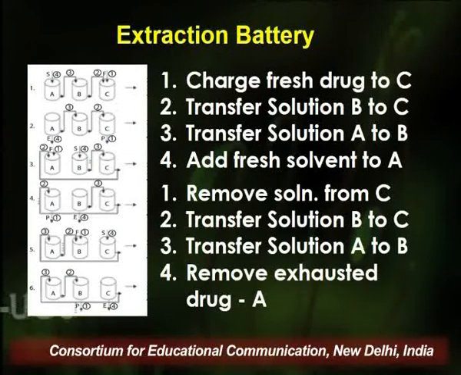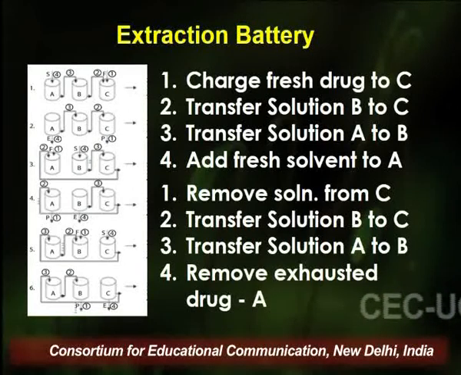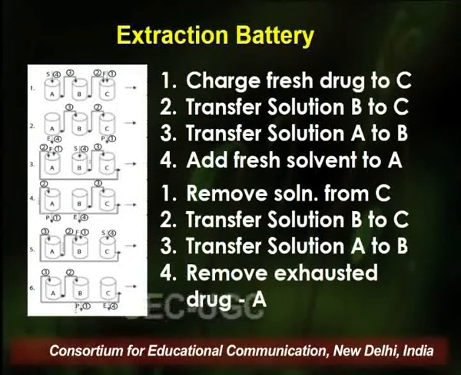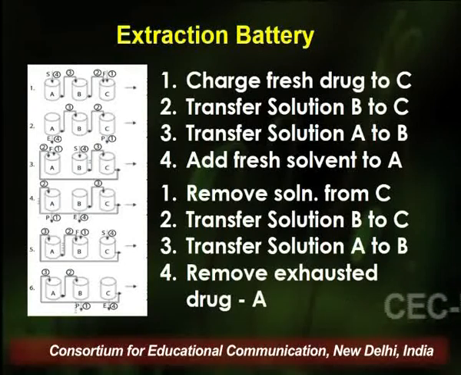And the solvent that was present in container A will be shifted to container B. And to container A, we will add fresh solvent. Now, fresh solvent is added when the drug material has already been extracted with the 2 maceration processes, or by the 2 solvents. So we add fresh solvent to container A, which contains partially exhausted drug.